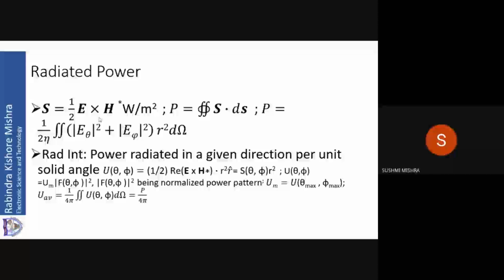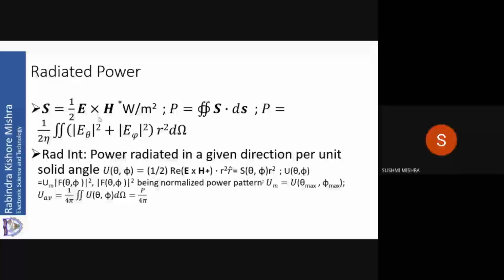Based on that, E has two components, E theta and E phi. So it is the integration of E theta square plus E phi square, R square d omega. d omega is the solid angle over which we are integrating to find the total power over the surface.